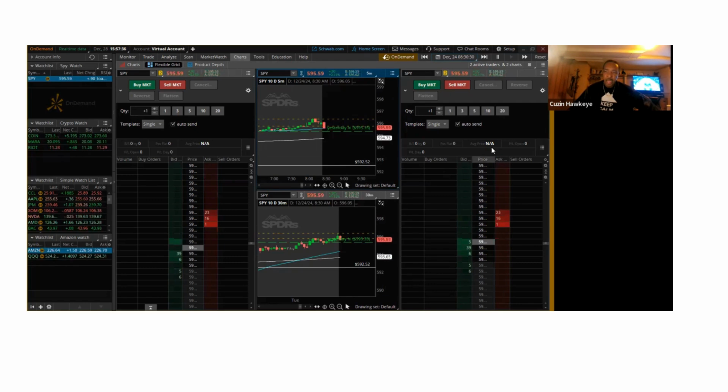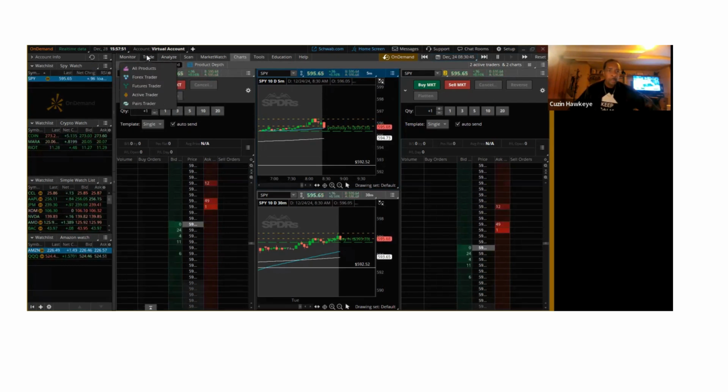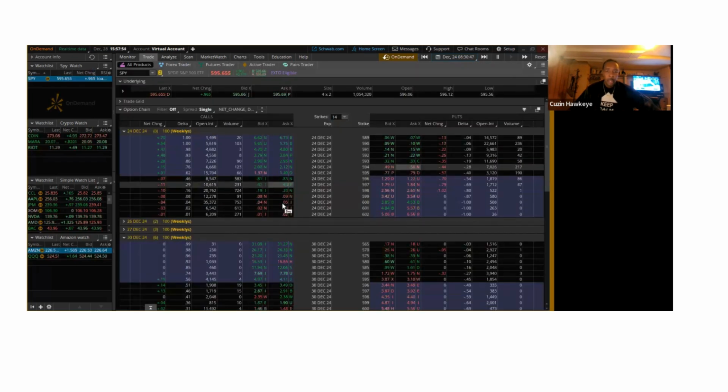This is my put side. This on this left side, this active trader ladder is my call side. So now it's time for me to put in my options. I'm going to put my option in right here. This is a 0 DTE. That means these options will expire today.